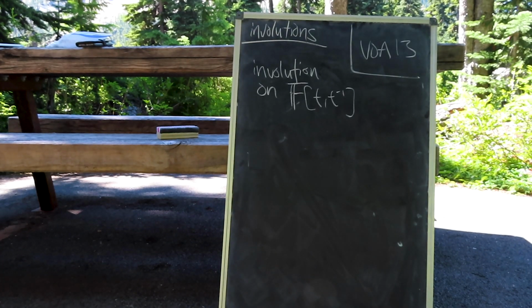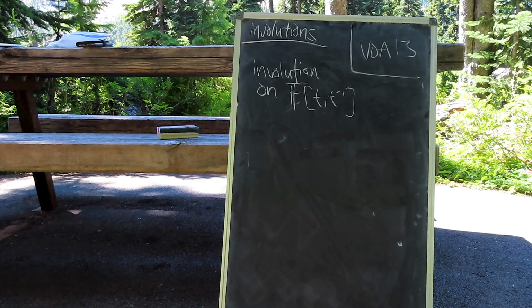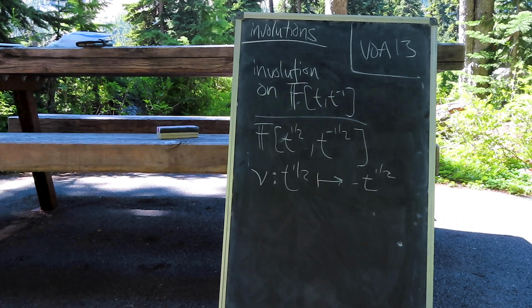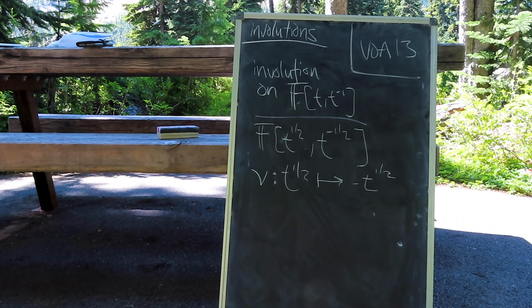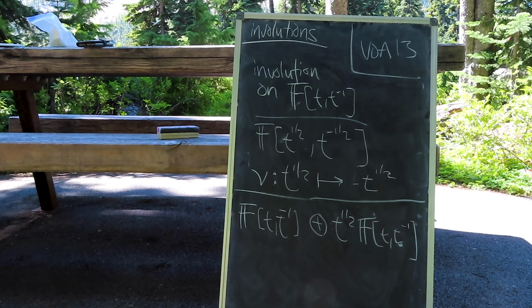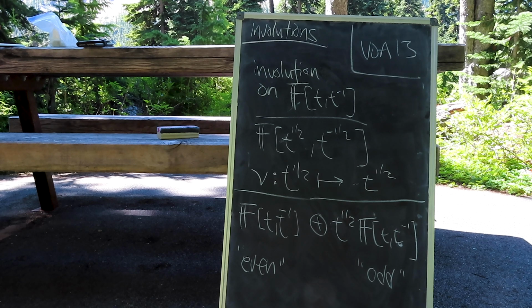Let's now talk about involutions on Laurent polynomials. To better illustrate an involutive action, let's consider the Laurent polynomials in the formal variable t to the 1/2. We then consider an operator nu that takes t to the 1/2 to minus t to the 1/2. This way, the algebra of polynomials in t to the 1/2 breaks naturally into even and odd subspaces, those of integral and half-integral powers of t, respectively.